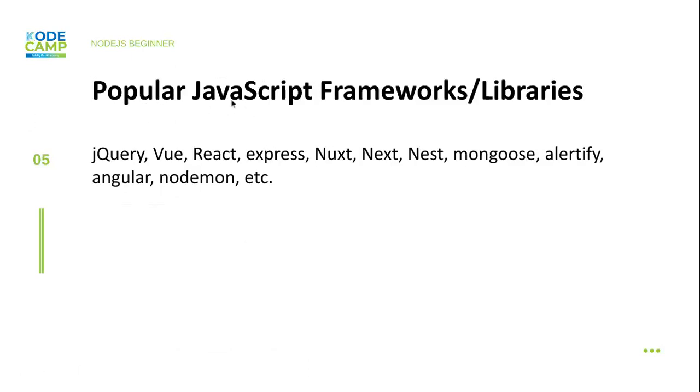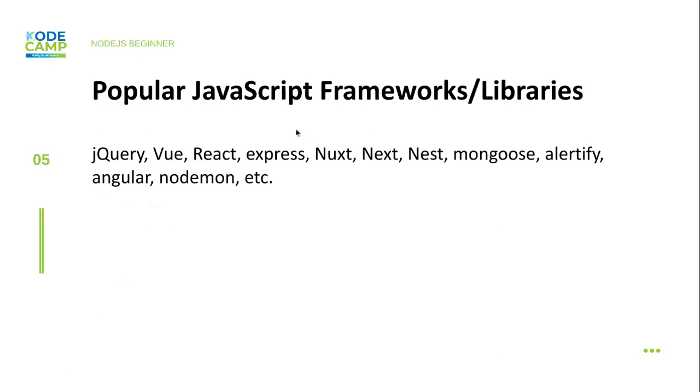So let's move over to this part. We have popular JavaScript frameworks and libraries. We have jQuery, Vue, React. jQuery is a front end library. Vue is a framework. React is in between. Some say it's a framework, some say it's a library. I would say it's a library. So: jQuery, front end library; Vue, front end framework; React, front end library.